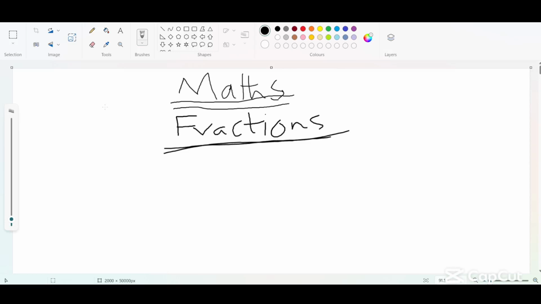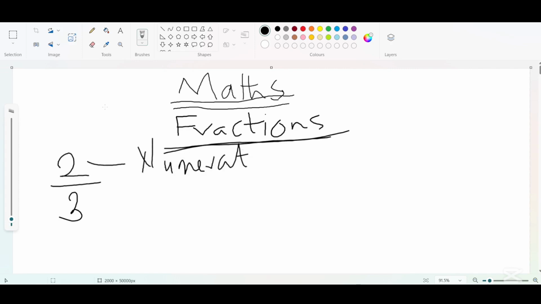Okay, today we want to start with fractions. So what is a fraction? A fraction is any number that has three things. One of the things it has is the numerator, which is in the upper part. The numerator, then the dividing line, and the denominator.